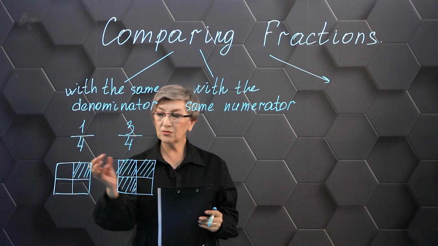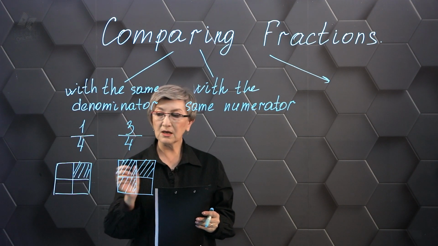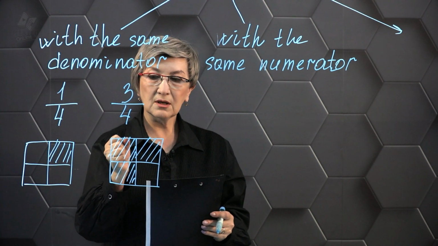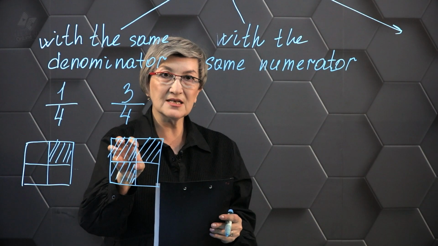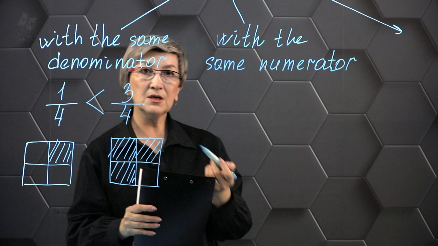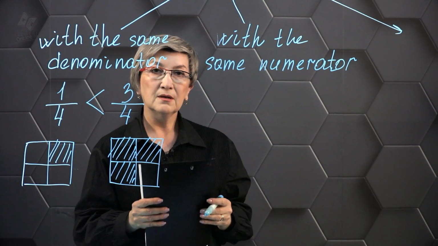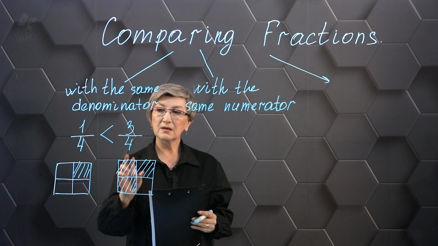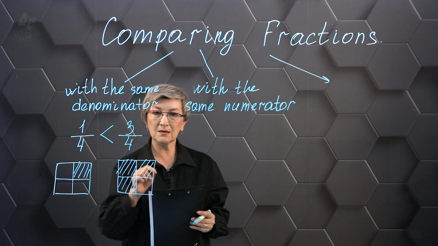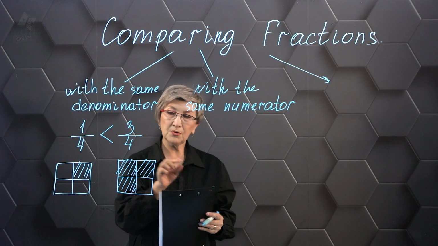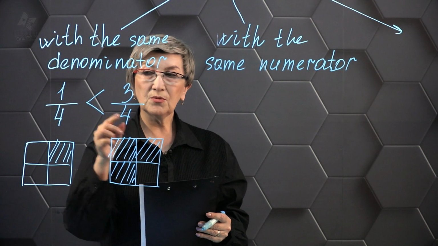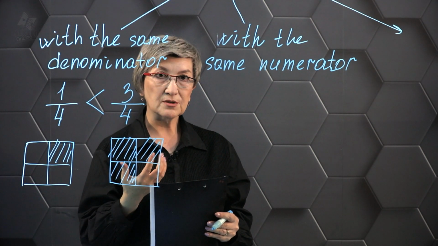And I'll compare the results. I see that 1 part in 4 is certainly less than 3 parts of 4. Then the fraction 1/4 is less than 3/4. As a result, we have the rule of 2 fractional numbers with the same denominators: greater is the fraction that has the numerator greater. Less is the fraction with the numerator less.